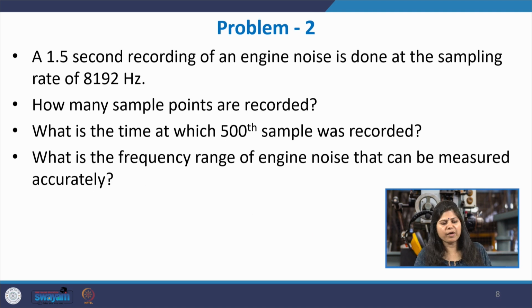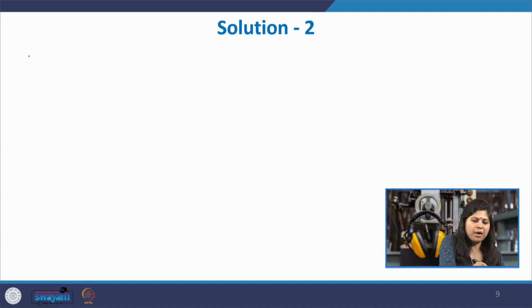We have a 1.5 seconds recording of an engine noise done by a DAQ which has a sampling rate of 8192 Hertz. So, various questions are asked: how many sample points are recorded using this particular setup, at what time instant we record the 500th sample, and what is the frequency range of the engine noise that can be measured accurately. So, let us go one by one. Okay. Solve the part A.